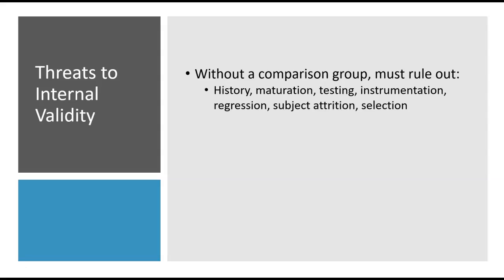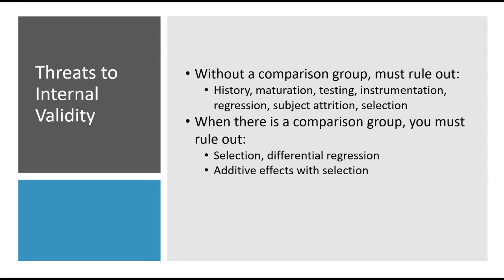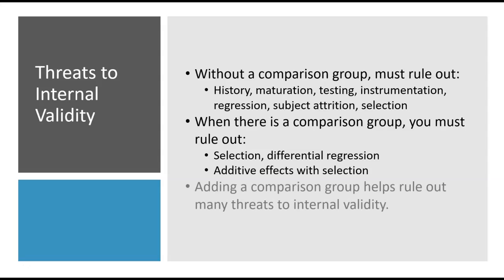With these threats to internal validity, the bottom line is, without a comparison group, and that's what happens a lot of the time in these natural environment type studies, if you don't have a comparison group, i.e. a control group, you have to deal with history effects, maturation effects, and so on. Even when you have a comparison group, though, there are still threats to internal validity. You have selection effects, you have differential regression effects, you have additive effects that can pile on to selection effects.